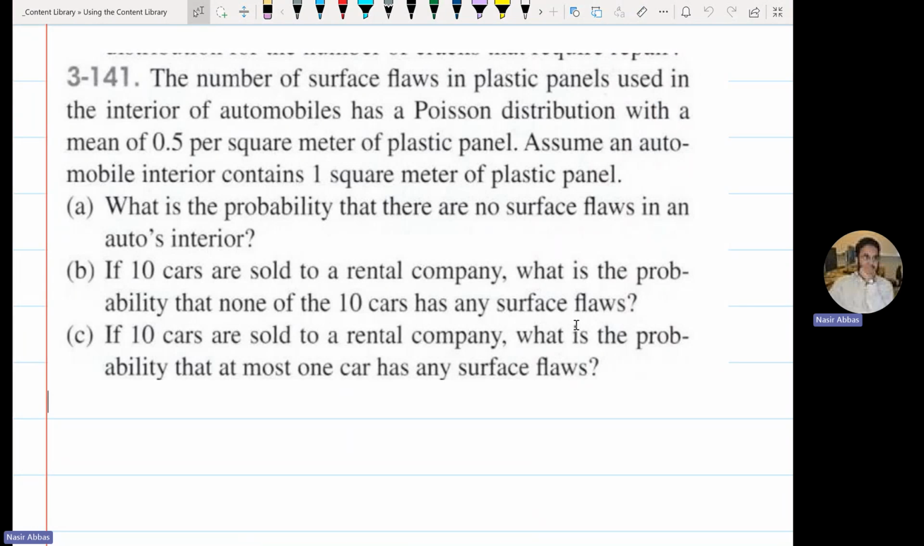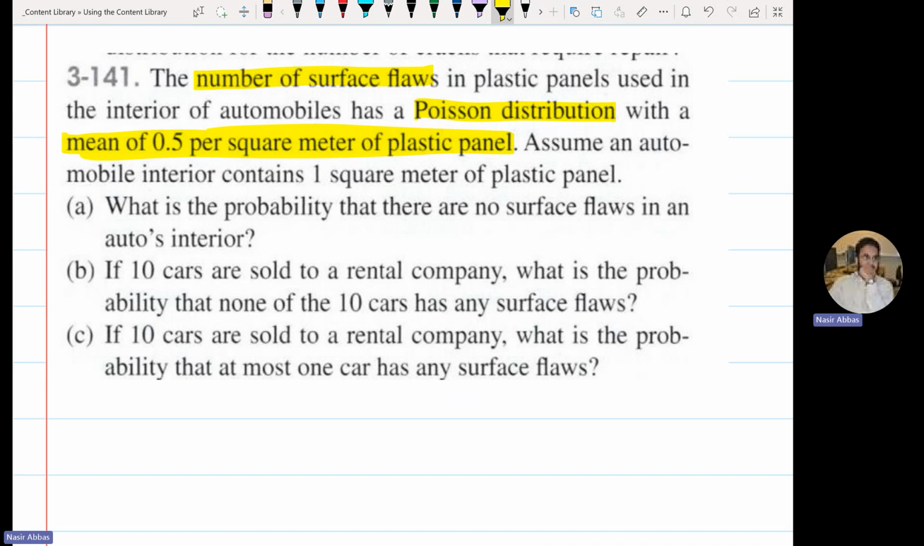The question says that the number of flaws in a plastic panel used in the interior of an automobile has a Poisson distribution. What has a Poisson distribution? The number of flaws. And the mean, lambda, is given as 0.5 per square meter. We might play around with lambda and its units also.